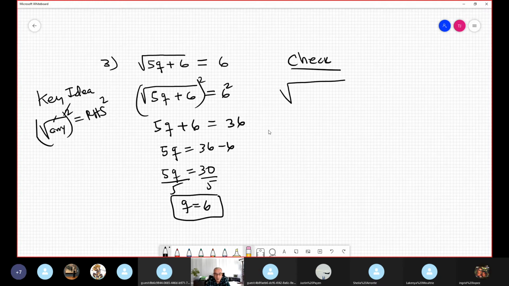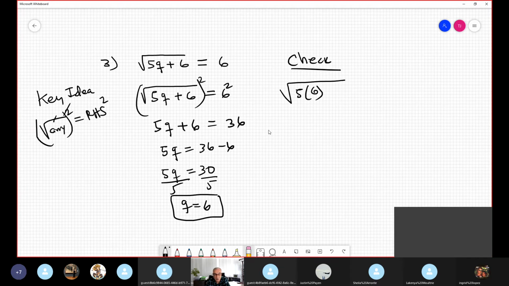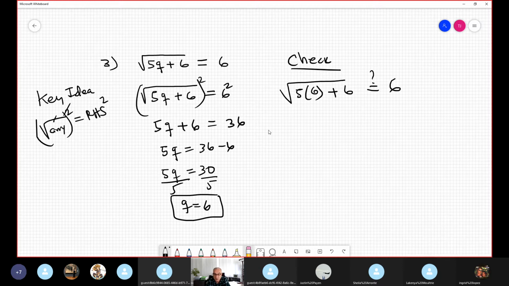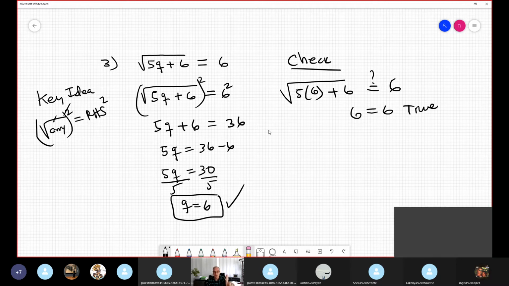Plug it in. Square root of 5 times 6, that's true, it's obvious, plus 6 should be 6. But I claim always, no, this is 36. This is 30 plus 6, 36. Now the square root of 36 is 6. 6 equals 6, true. The solution is 6. Do you understand this very well, right? Radical equation using only one radical.